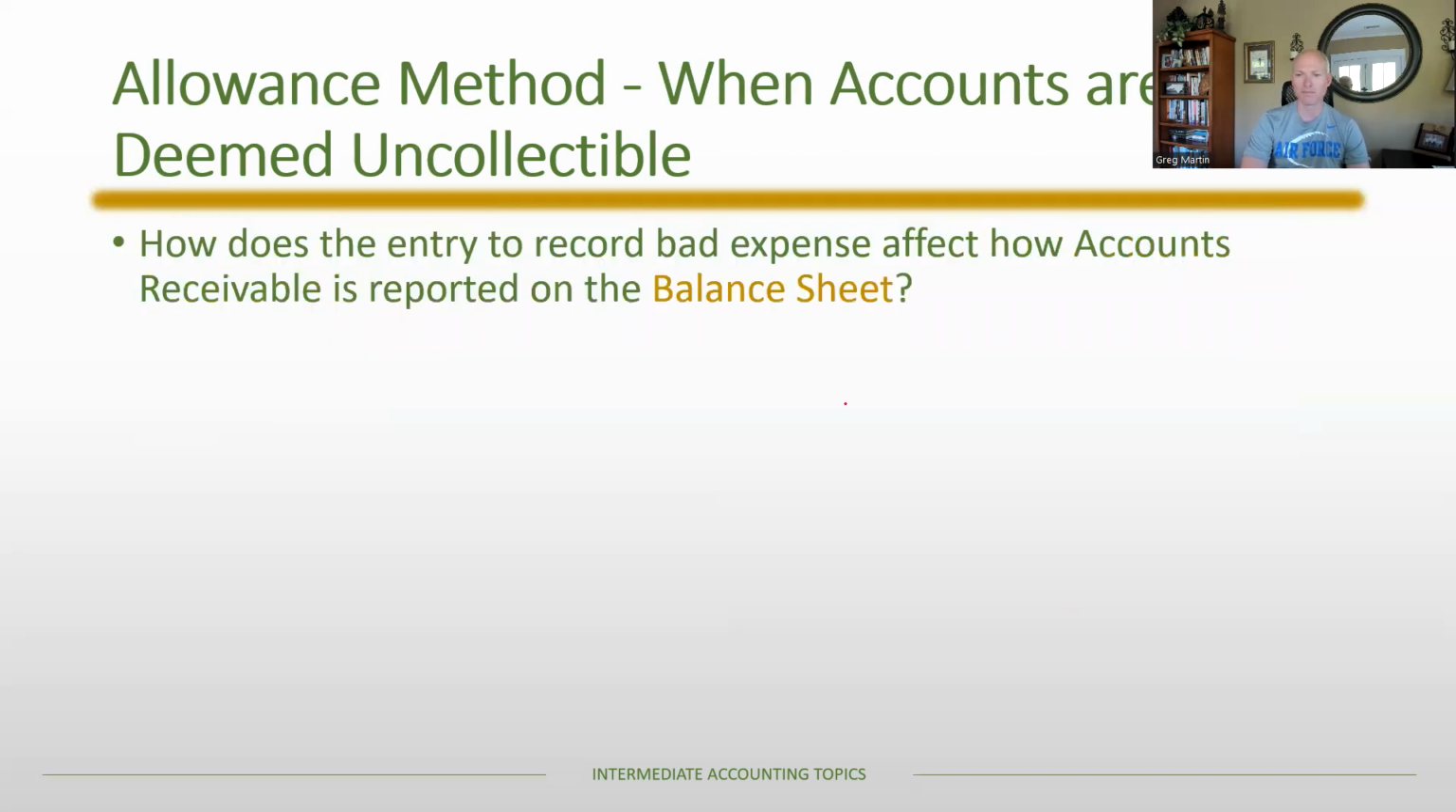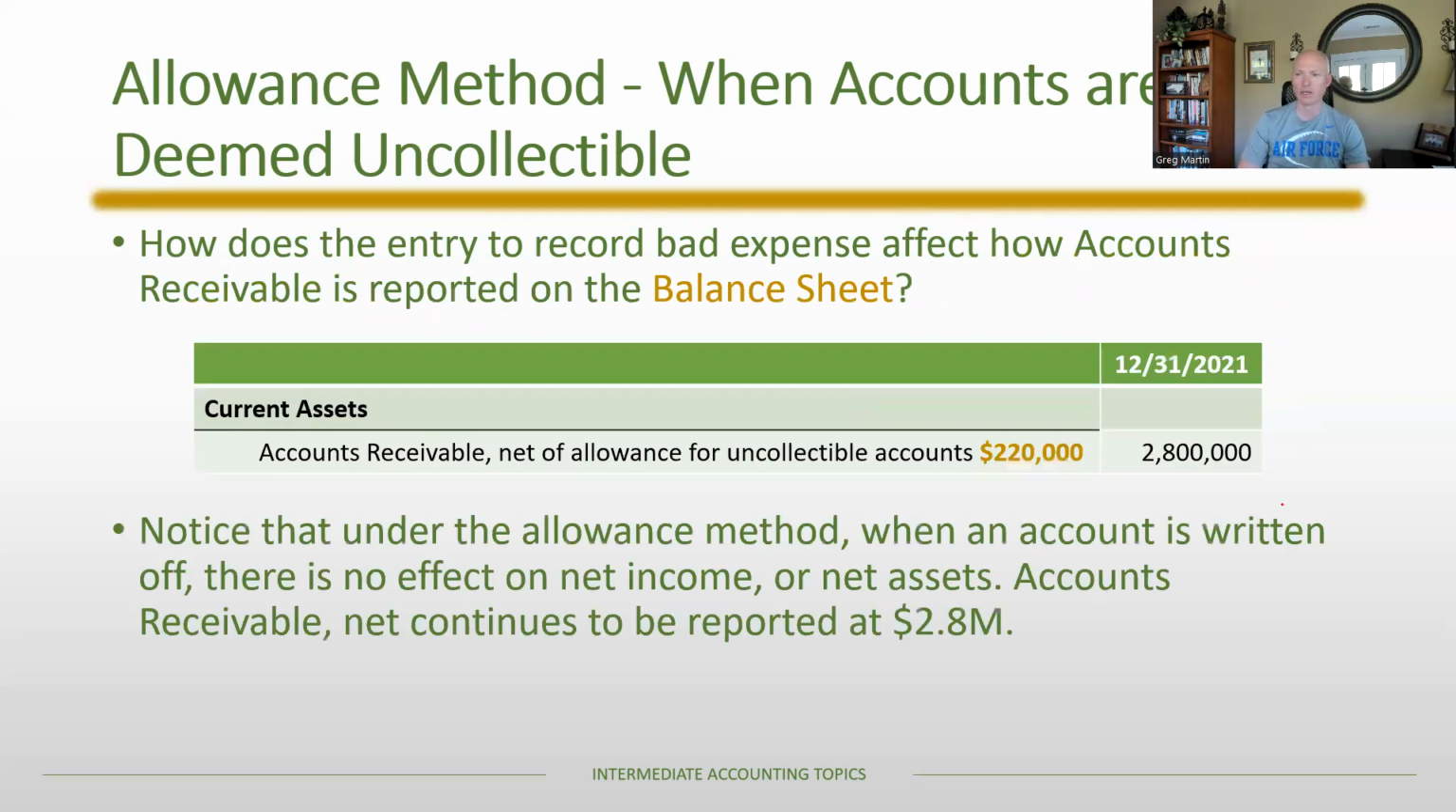What about on the balance sheet? Well, the interesting thing is that the net has not changed. In other words, the net realizable value is 2.8 million, and it was 2.8 million before. The difference, though, is now the allowance balance is 220,000, right? So the reality is the net realizable value is unchanged when you write off an account. But what does change is the gross receivable balance went down, and the allowance went down for the same amount. So it's like you started here and they both moved down together. So the difference is still the same. And so there's no effect on net assets whenever you write off an account when you're using the allowance method.